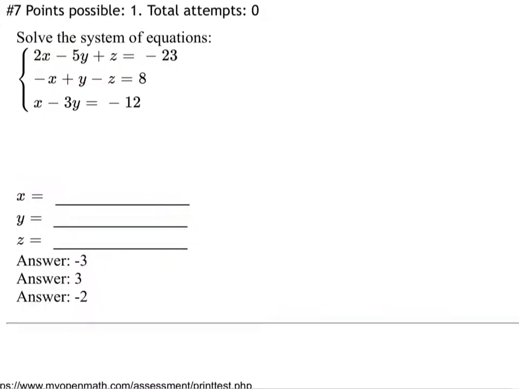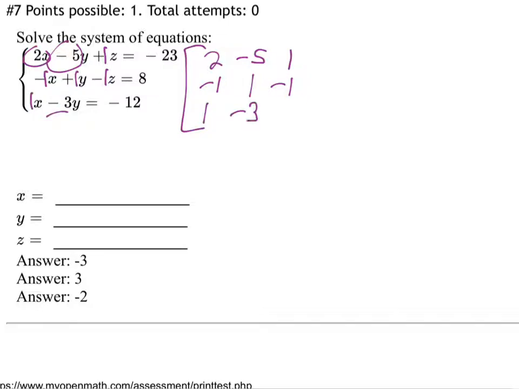Number 7, one more of these, which is exactly the same as the other ones. So we're going to peel off the numbers. So 2, minus 5, 1, and minus 1, 1, minus 1, and 1, minus 3, and oh, we don't have a Z. That's 0. See how we're missing this?